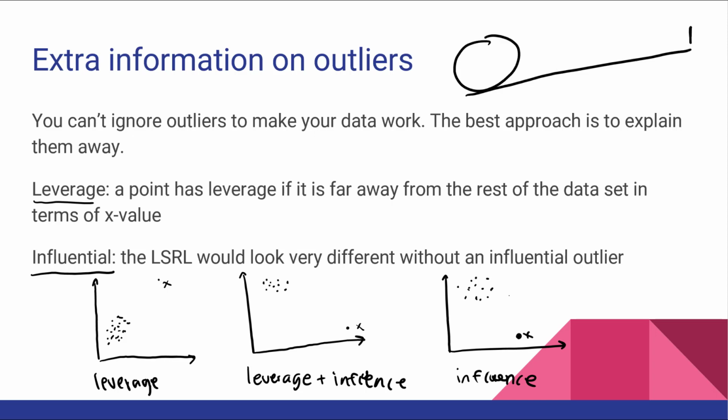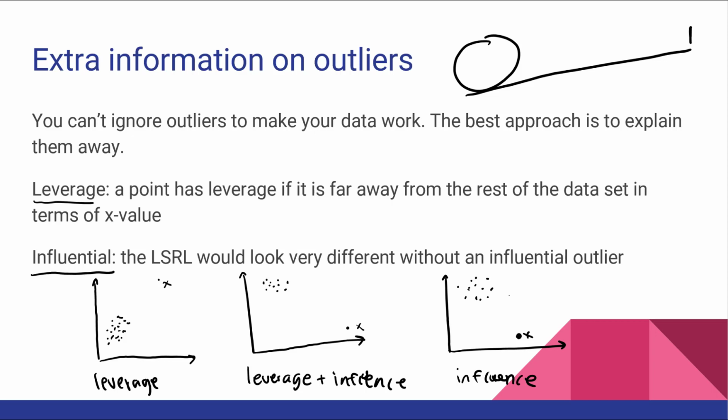You can also think of this in terms of your door. If you open the door from the place where the doorknob is, it's very easy. But if you go closer to the hinge, then you need to apply more force to get the door to move. So that is what leverage is. Leverage is where a point is very far away from the rest of the dataset in terms of its X value, and therefore it has a very strong influence on the LSRL. It pulls the most weight in terms of how much it affects the LSRL.